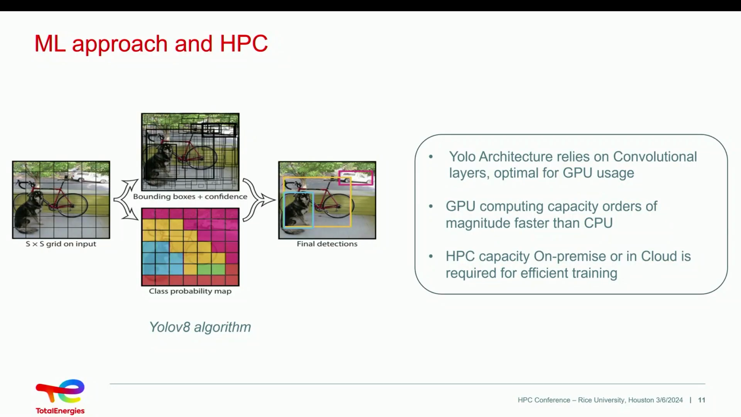YOLO is based on convolutional layers, which are basically matrix multiplications. So it's really well adapted for GPU optimization. That's why, if you want an efficient model training, you need GPUs and you need HPC. That can be done on-premise or in the cloud.